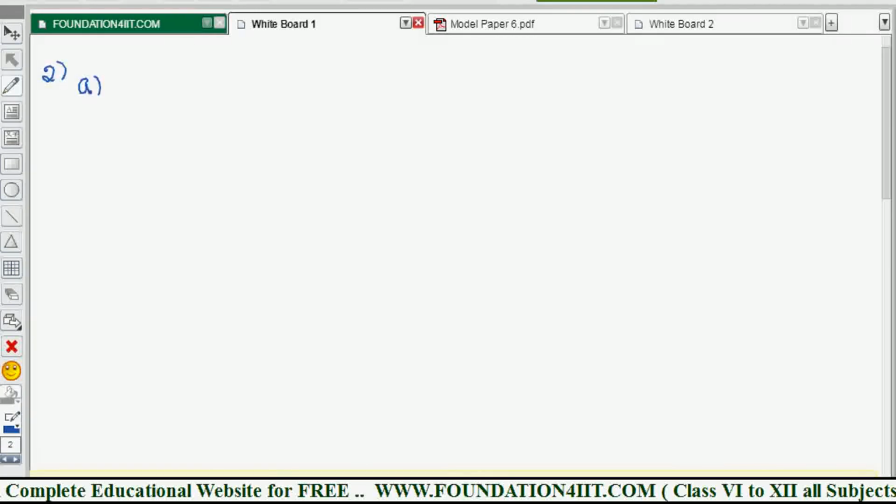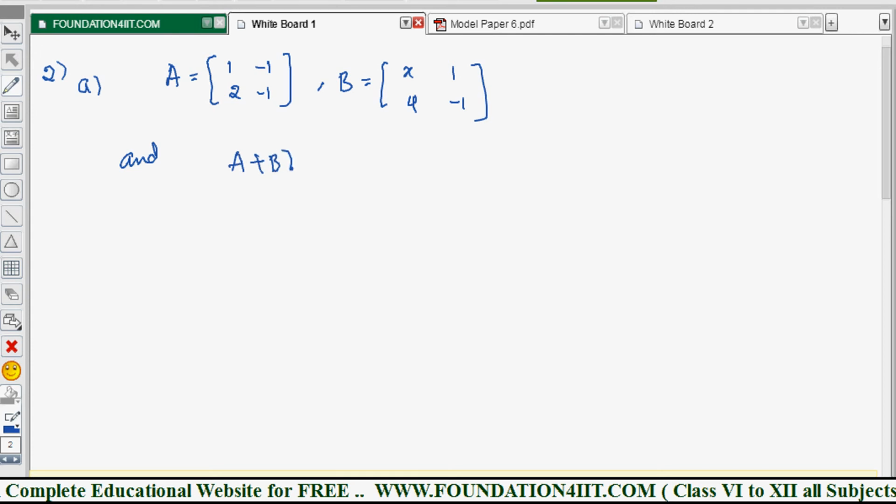Matrix A is given and B is given. So both are 2 by 2 order square matrices. A is [1 -1; 2 -1], and matrix B is also 2 by 2, 2 rows and 2 columns, [x 1; 4 -1]. These are the given, and the equation given is (A + B)² equals matrix A² plus matrix B².